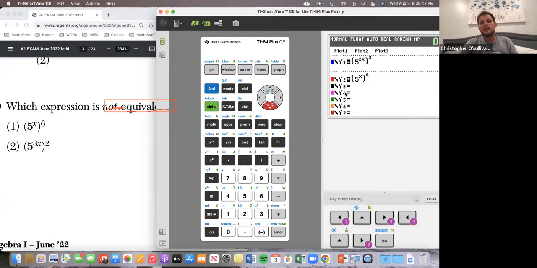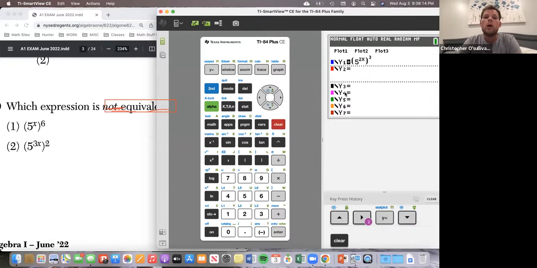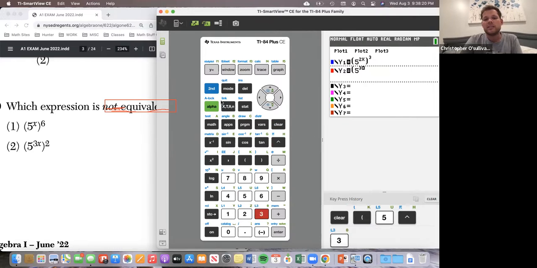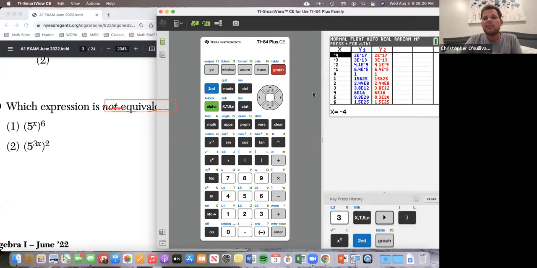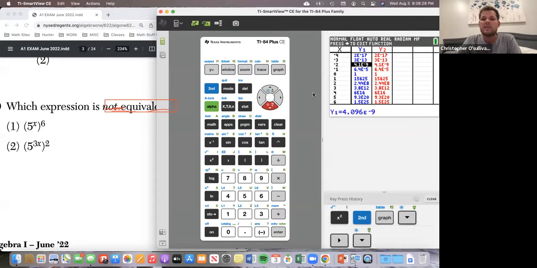Now I'm going to go back to y equals and clear y2. And now I'm going to type in 5 to the 3x, and now I'm going to square it. Now I'm going to do second graph. And again, it is the same table of values for y1 and y2. So it can't be choice number 2.